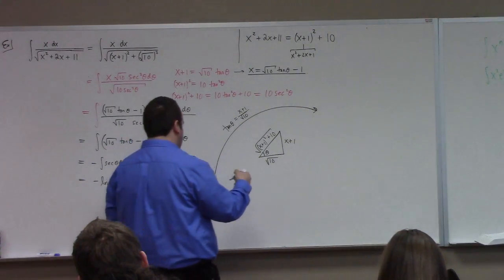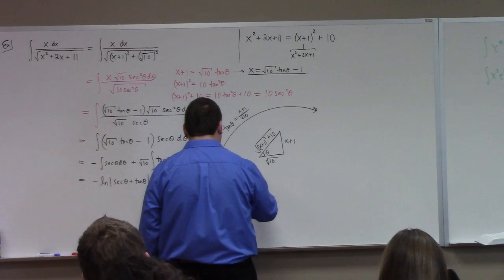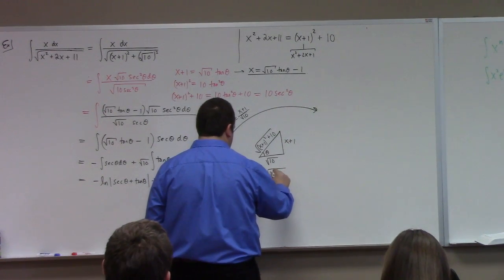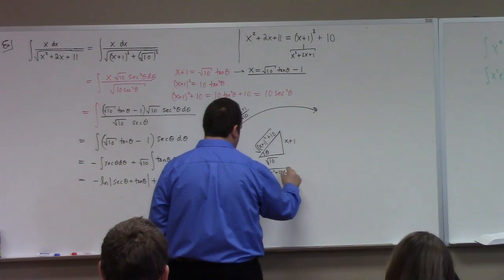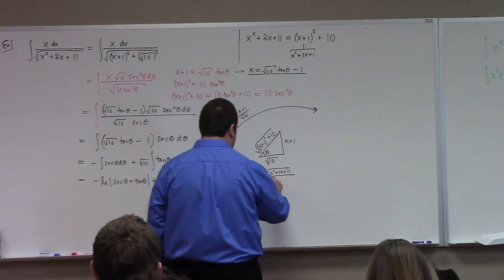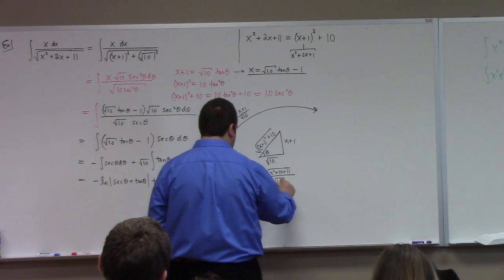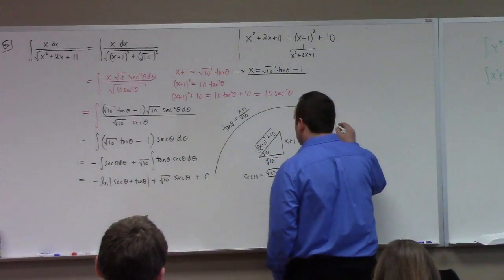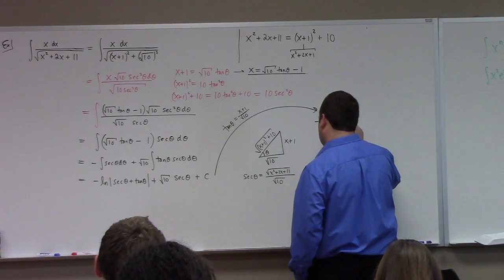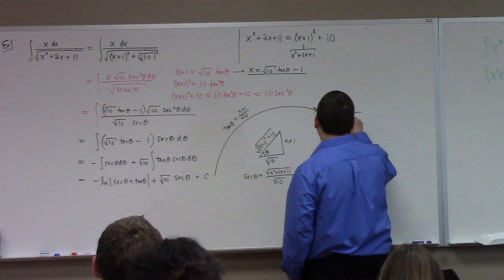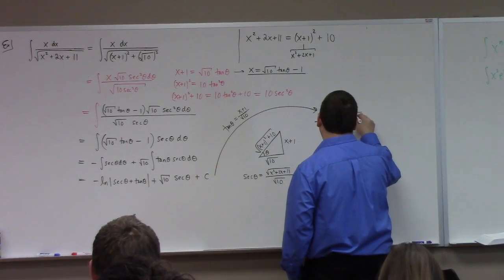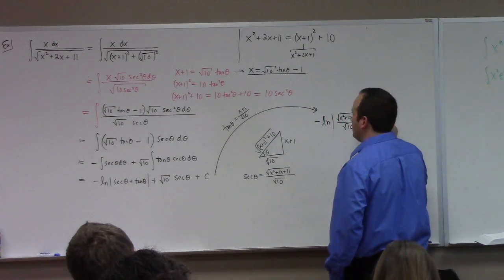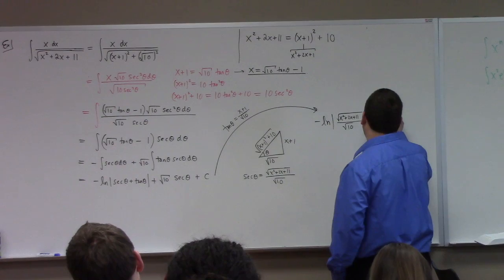And so this little triangle here shows me that secant theta is what? Square root of x squared plus 2x plus 11 divided by the adjacent side, square root of 10. And the tangent theta we already know. So lo and behold, here's the answer. Minus the natural log of the absolute value of the square root of x squared plus 2x plus 11 divided by the square root of 10 plus tangent theta, which was what? Plus x plus 1.